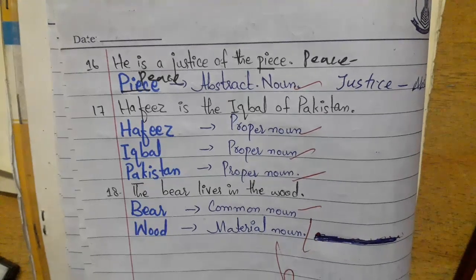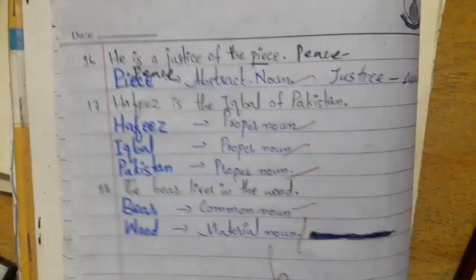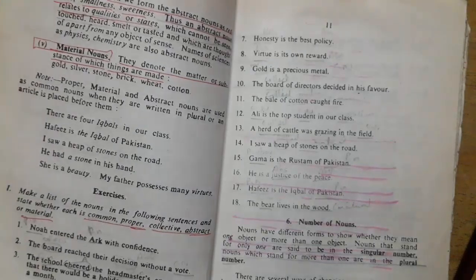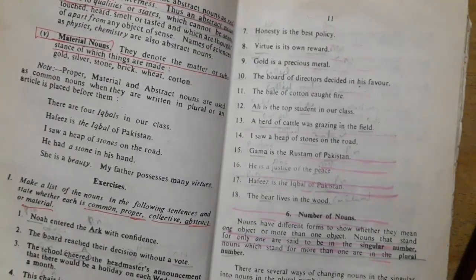So this is the exercise which is done for you, and I think it will be quite clear that today we have done nouns and their kinds, and we have done the whole exercise, so it will be quite clear to all of you. I hope it will be quite easy. So it is enough for today.